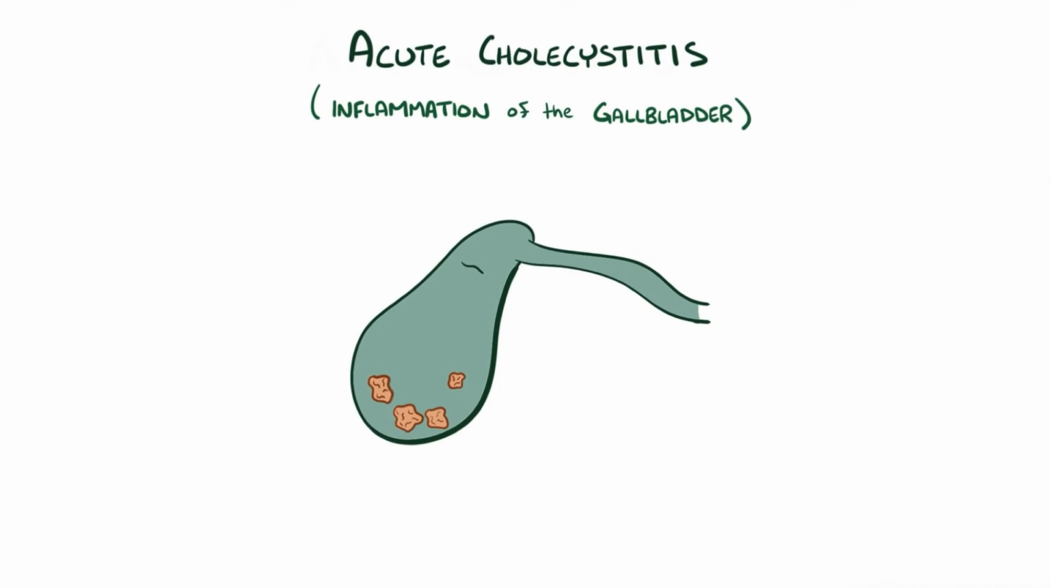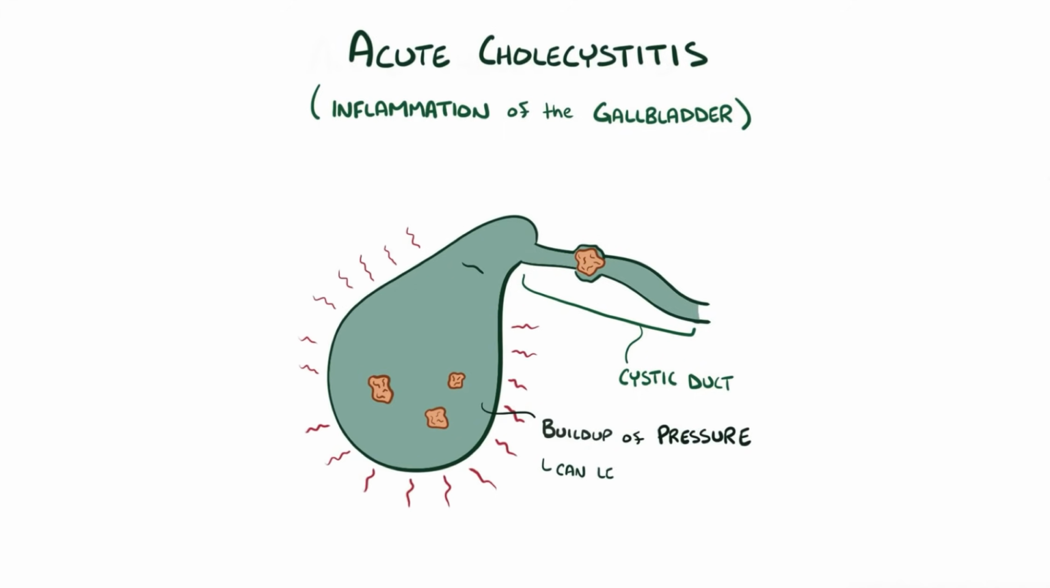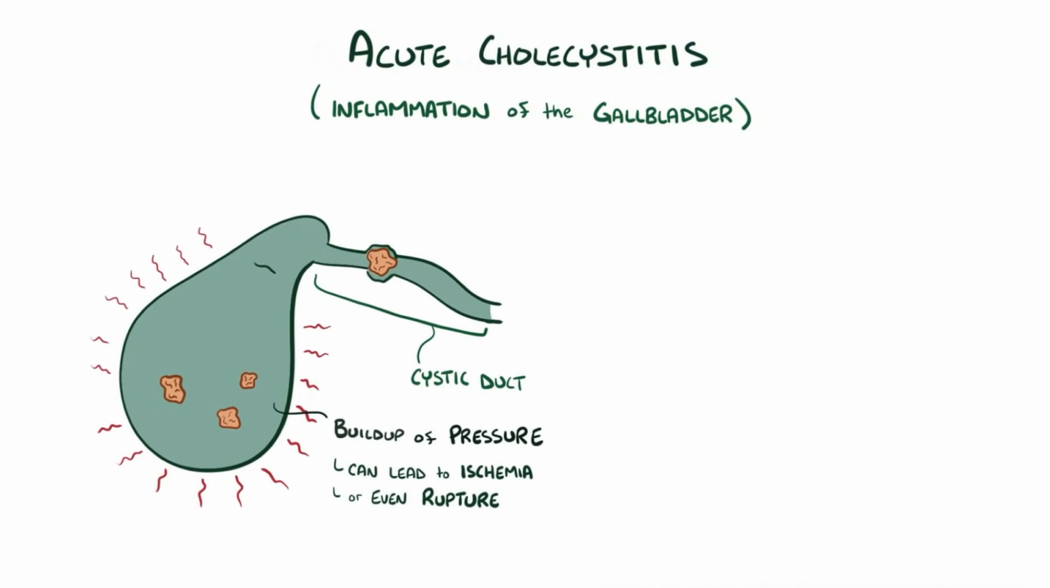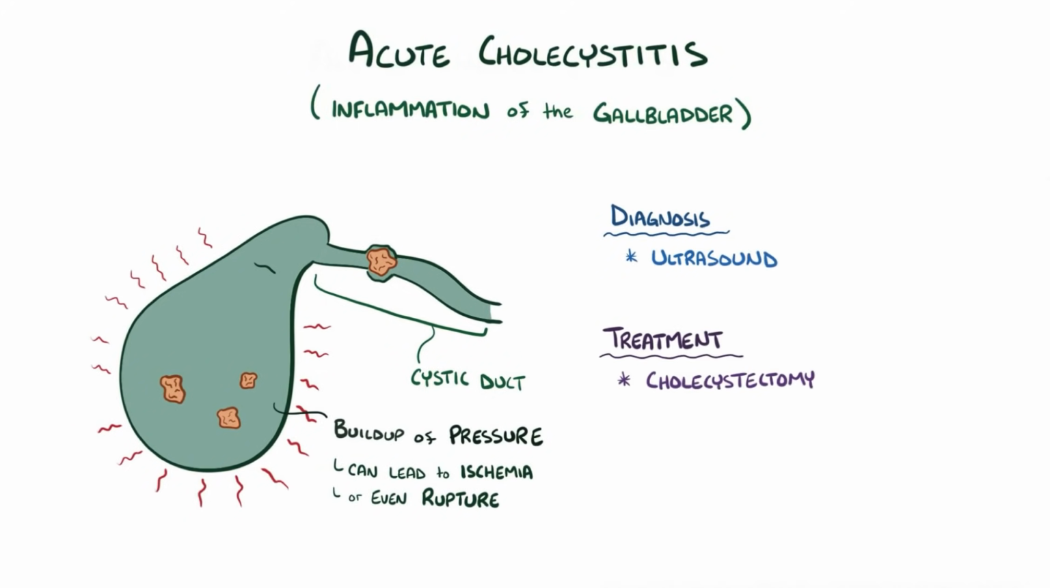Alright, as a quick recap, acute cholecystitis is inflammation of the gallbladder that's caused by gallstones getting lodged in the cystic duct. Often the disease improves on its own once the stones fall out of the duct. If the stones stay in place, there can be buildup of pressure that can lead to gallbladder ischemia and even rupture. The disease is often diagnosed by ultrasound and treated with a cholecystectomy.